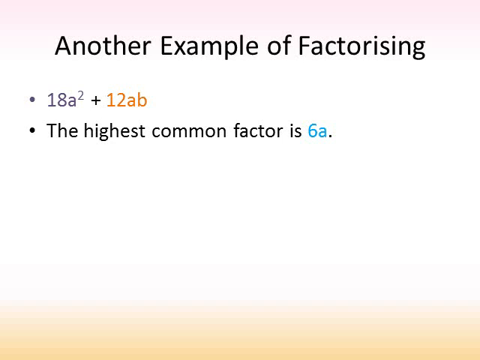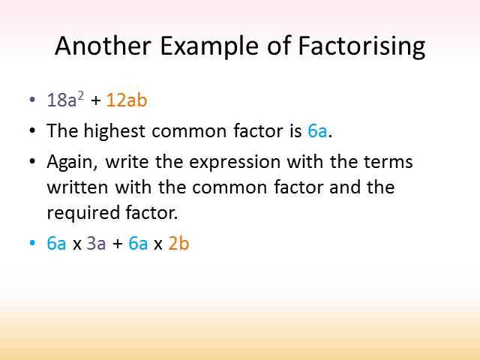6a is also a factor of 18a squared and 12ab. It does not matter which way you think about this, as long as you end up with the highest common factor and all of the common pronumerals. We also need to remember that a squared is a times a, so both the factors of 18a squared will need to contain an a. Once we have written it out, we can take the highest common factor and put what is left in the brackets.